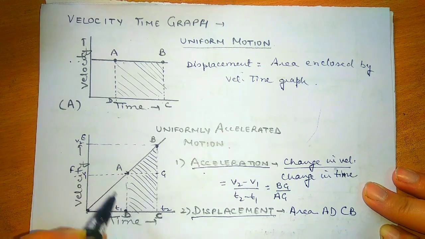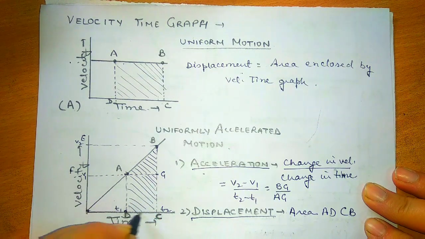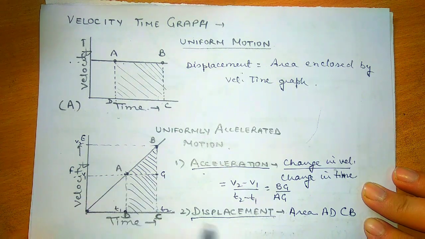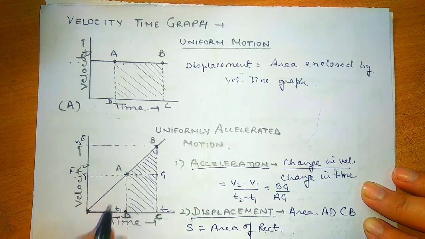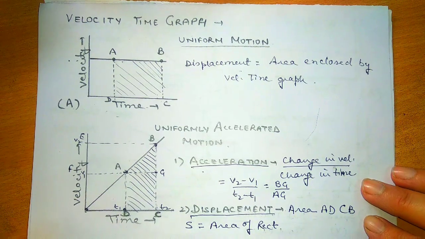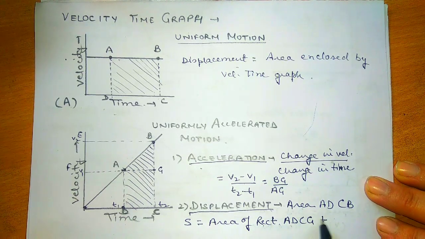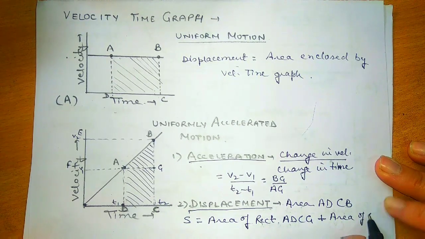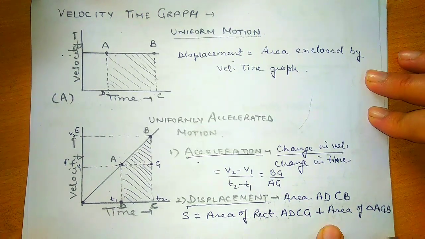Now this is either a trapezium, and you can find the area of the trapezium, or you can consider it as the area of a rectangle plus the area of a triangle. That also you can find. So the displacement can now be calculated as the area of the rectangle, which is ADCG, plus the area of the triangle, that is AGB. So you add these areas and you will get the displacement.